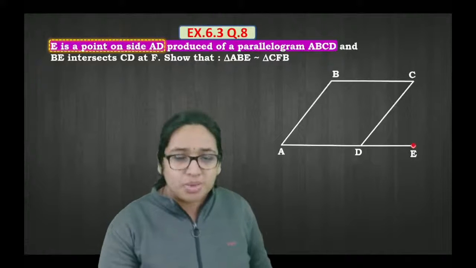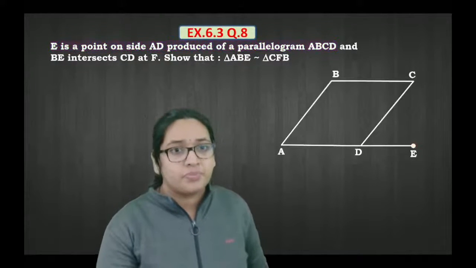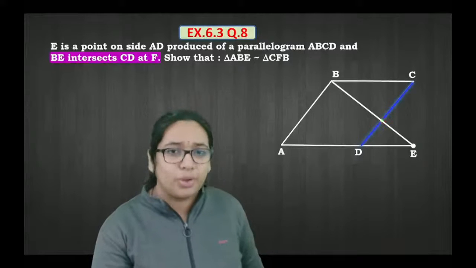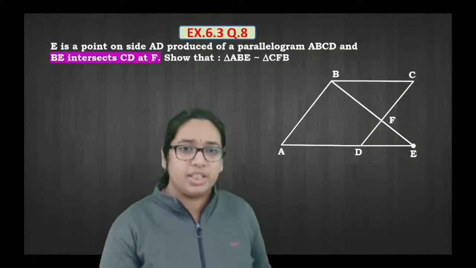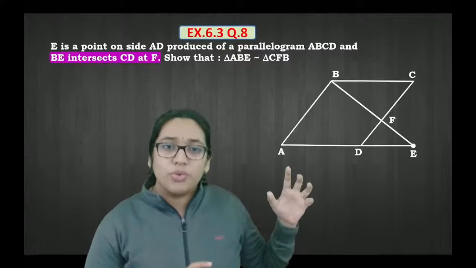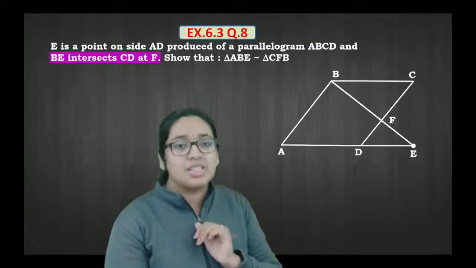So E point समझ में आया? Yes, obviously it should be the outside. As BE intersects CD at F, so we can denote that point as F. Clear with this? Okay. So now it is all about figure. So now we try to see what we have to prove here. What is our question?